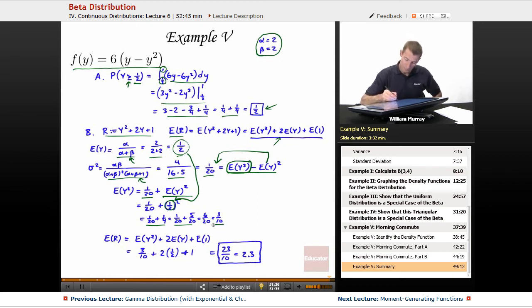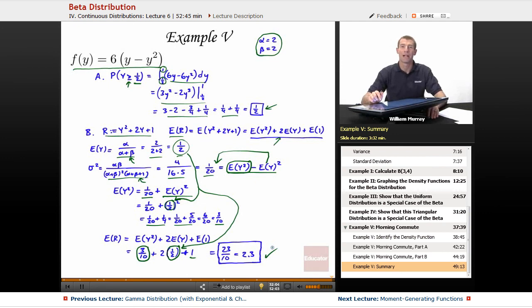Drop that into our expected value for r, and then this 1/2 is also that 1/2 from the e of y, and the expected value of 1 is always 1 because 1 is constant, so you expect it to have its value. And then simplifying down, 3/10 plus 1 plus 1 is 23/10, or 2.3.